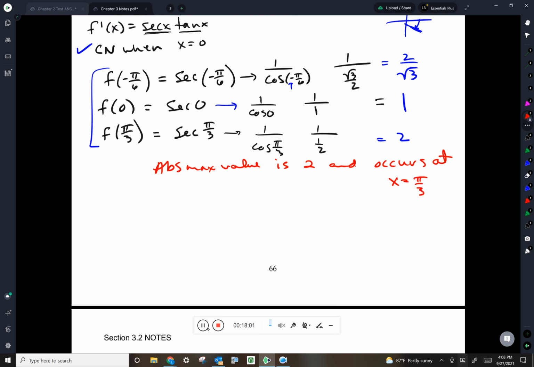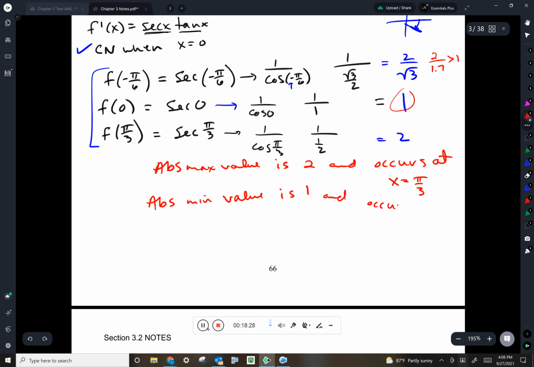Okay, and then, like I said, this is kind of like 2 over 1.7-ish. But again, I know that it's 2 over something that's less than 2. So this is definitely going to be just a little bit more than 1, which means my lowest is right here. So I could say absolute min value is 1 and occurs at x equals 0. Okay, so those are the steps for finding absolute max and min.